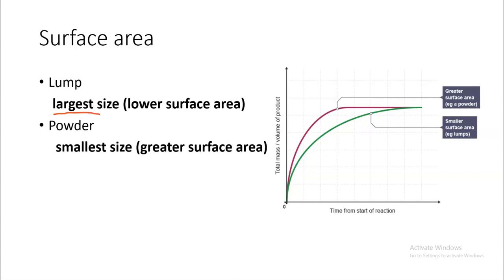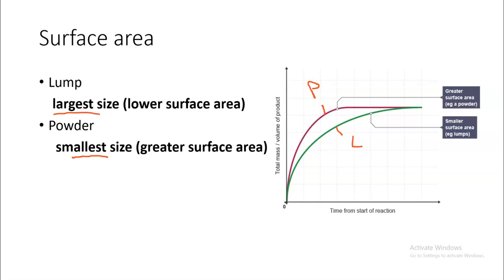Because lump has the largest size, it will have a lower surface area. So therefore, it will have a smaller movement. That's why the graph is lower. The graph of lump is lower because it has got a bigger size or a smaller surface area. For powder, it is small and has a bigger surface area. That's why the graph is higher. I'm gonna put L for lump, and this one is the powder. So always remember, powder, smaller size, lump, bigger size.